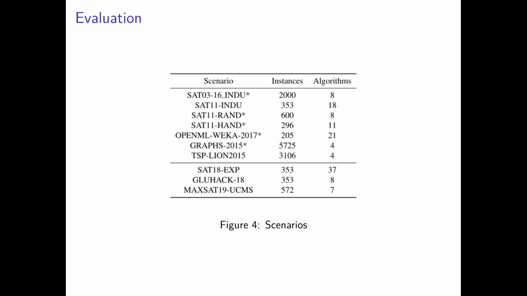We perform experiments on 10 different scenarios. For 9 out of 10 scenarios, the performance metric is the runtime. And notably for OpenML Weka 2017, the performance metric is the accuracy, since this is a machine learning scenario.